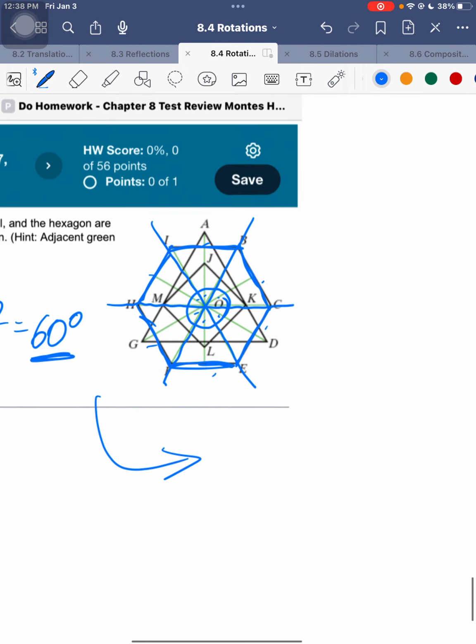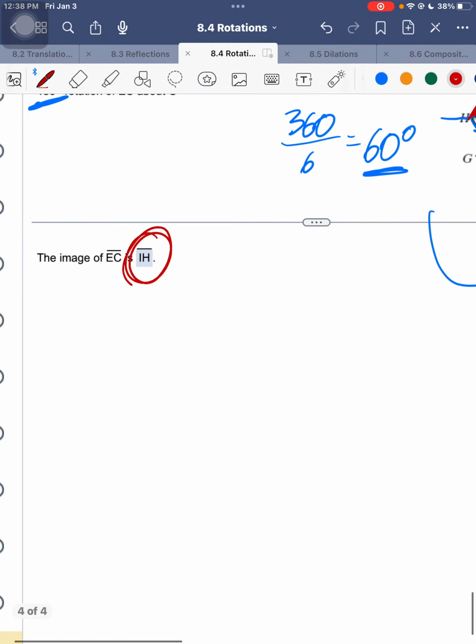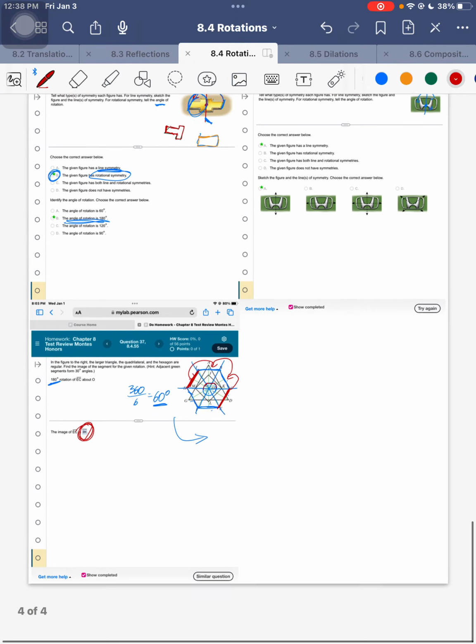So what am I looking at? EC. So I'm going to put in red, EC. I'm going to rotate it 180 degrees. If I start here and I rotate here, how much did I rotate? Just 60. Rotate again, 120. Rotate again, 180. So my new image would be IH. It's right here, okay?